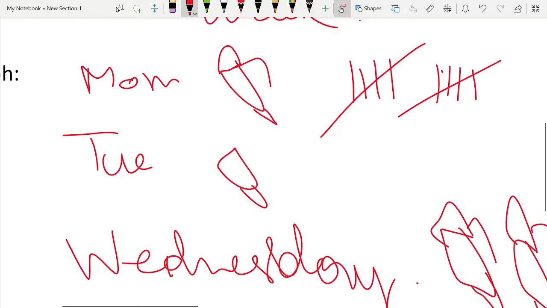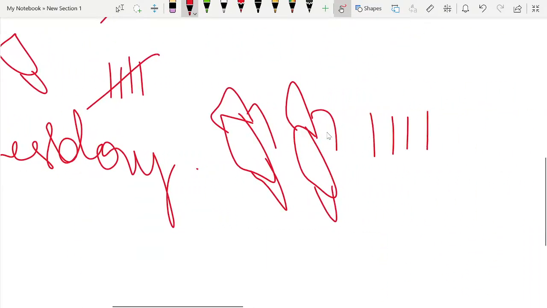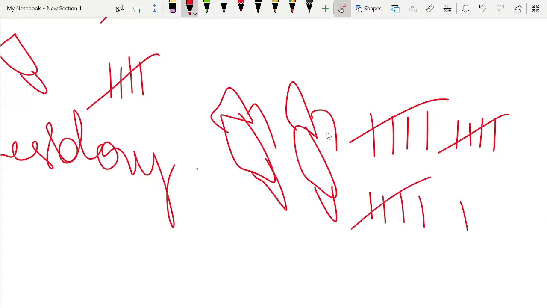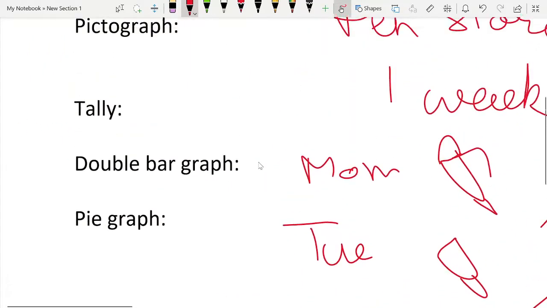Then on Tuesday they only sold 5. And then on Wednesday, they sold 20. So 1, 2, 3, 4, 5, 1, 2, 3, 4, 5, 1, 2, 3, 4, 5, 1, 2, 3, 4, 5. There. So that is 20 pens for Wednesday.